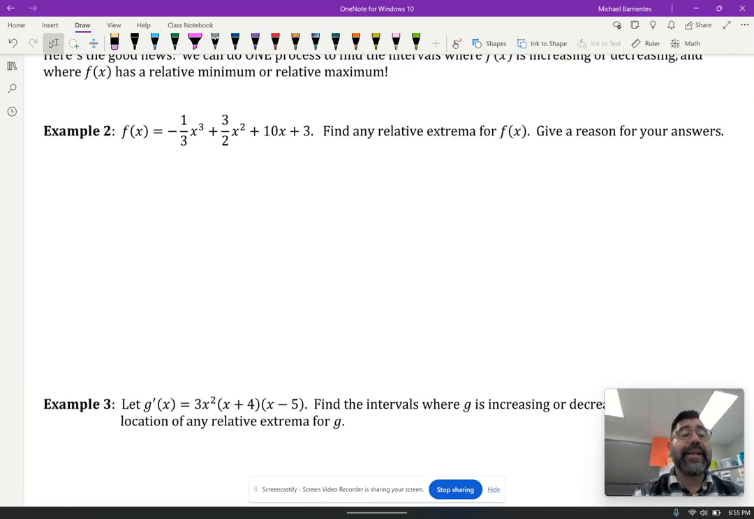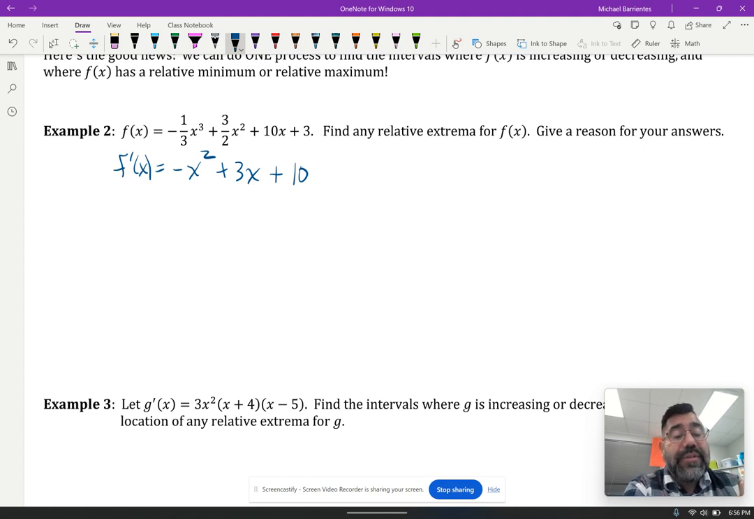Got to find the critical values. How do I find critical values? By taking the derivative. So f prime is the derivative of negative 1/3 x to the third power. That's going to be negative x squared, plus the derivative of 3/2 x squared, which is 3x, plus the derivative of 10x, which is 10, and the derivative of 3 is 0. So I have my derivative. That's awesome. But I want to know when this derivative is equal to 0.